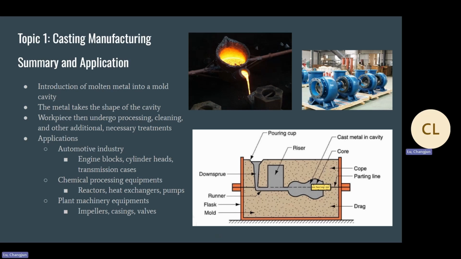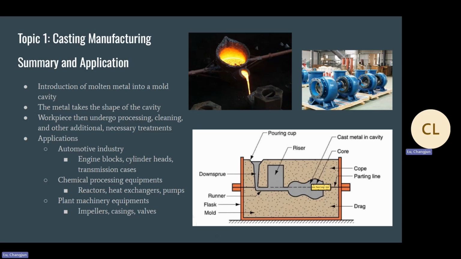It is a casting process that involves the introduction of molten metal into a mold cavity where, upon solidification, the metal takes the shape of the cavity. This workpiece will then undergo processing, cleaning, and any other necessary treatments. Applications of casting manufacturing include the automotive industry, as this process is used to make engine blocks, cylinder heads, transmission cases, and any other essential parts.